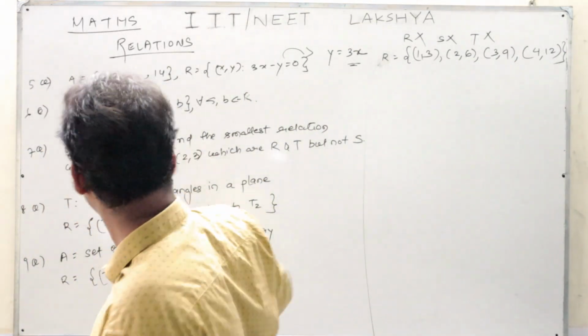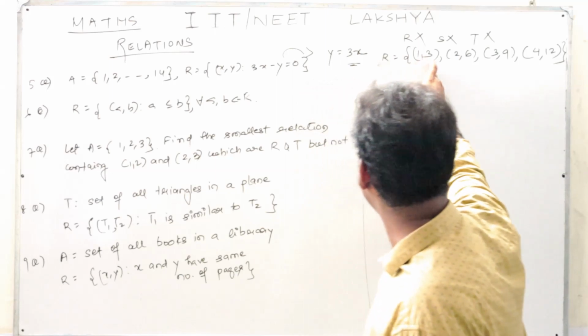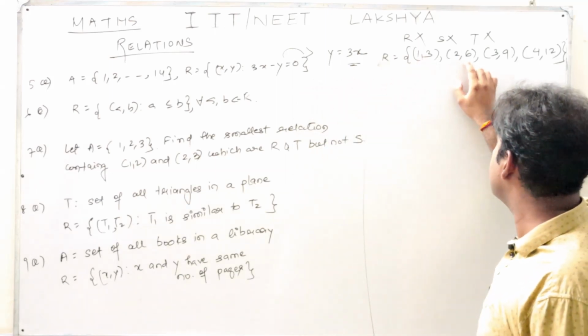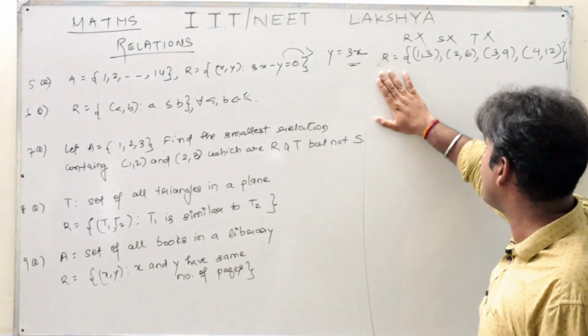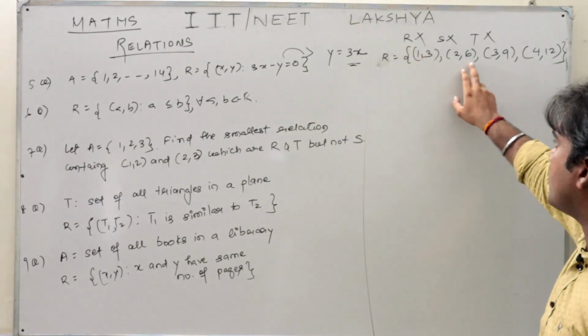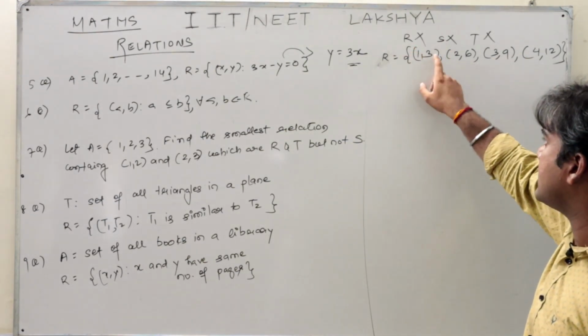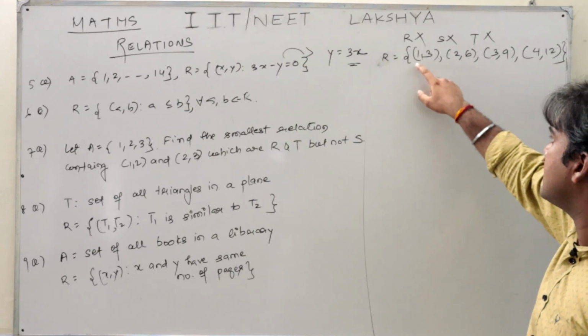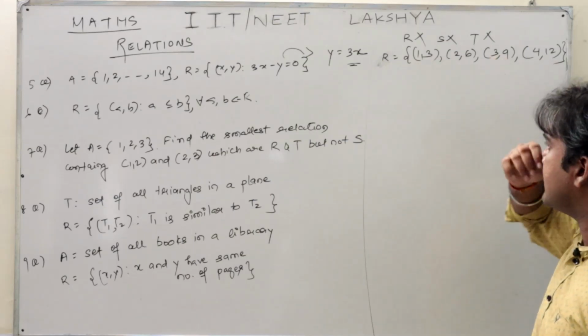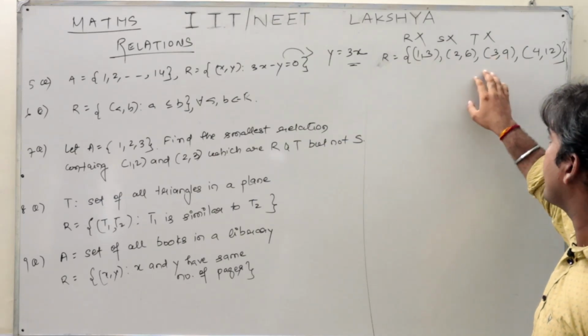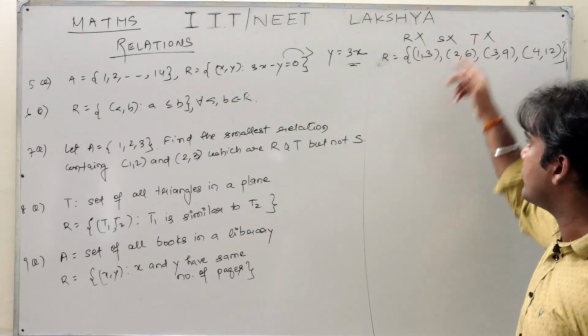So I hope this question is clear to you. (1, 3) is there, (2, 6) is there, (3, 9), (4, 12). This is your relation R. It is not reflexive because (1, 1), (2, 2) are not there. Symmetric: (1, 3) is there, where is (3, 1)? Not there. Transitive: (1, 3) is there, (3, 9) is there, but where is (1, 9)? So it is not transitive also.